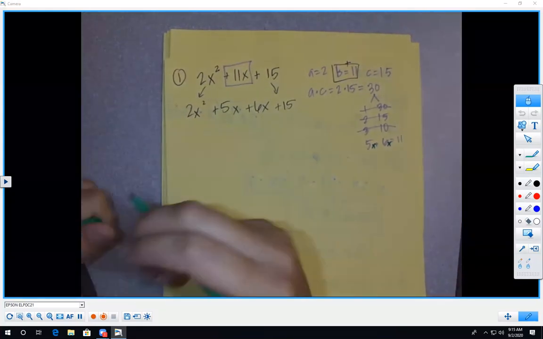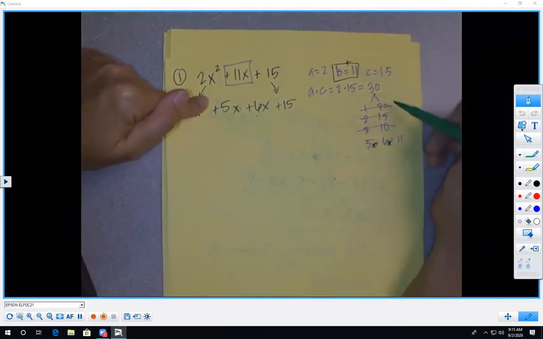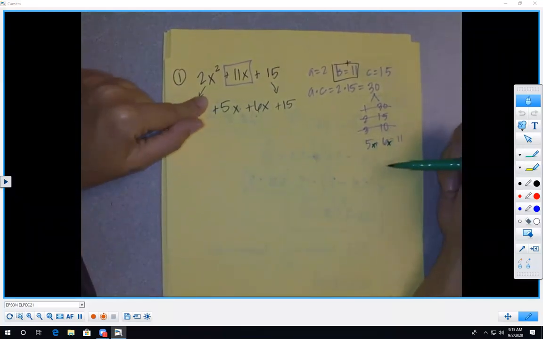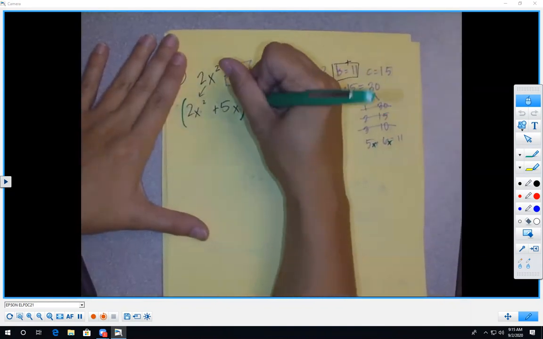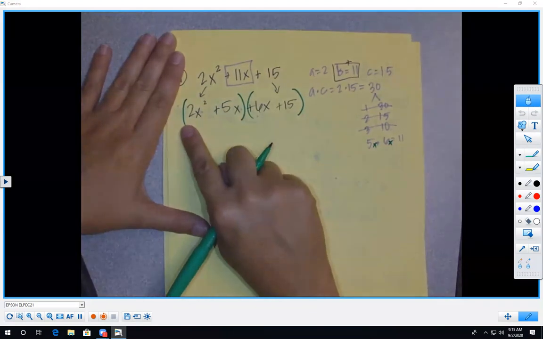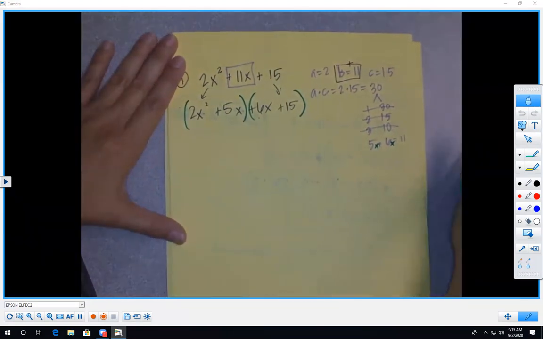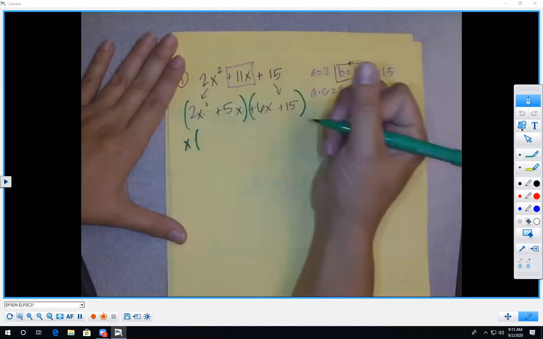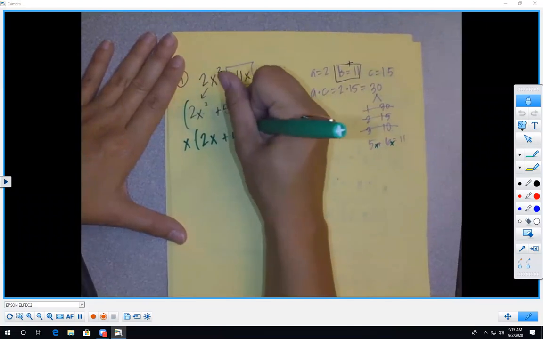Now I just factor by grouping, and it should work. If it does not work, that means you picked the wrong set of numbers over here. We know this one works because 5 and 6 gives us 11. So when I go to factor by grouping, look at the first set, 2x squared plus 5x. What's the greatest common factor there? X. When I take out an x, left over is 2x plus 5.